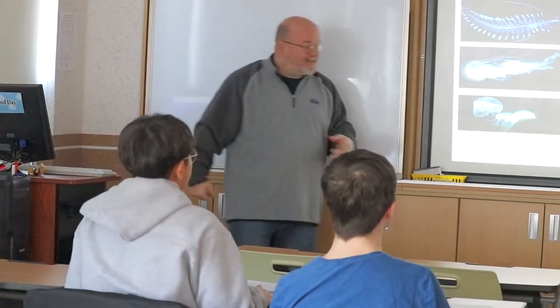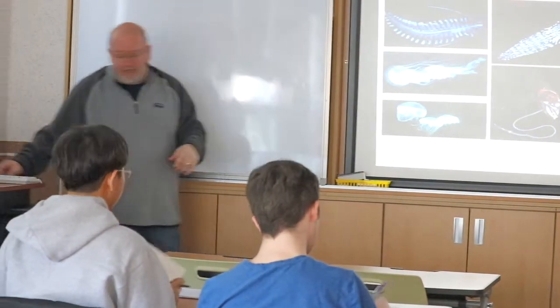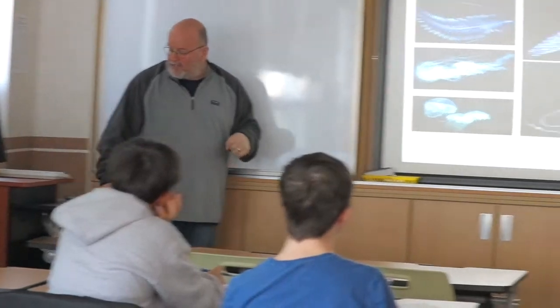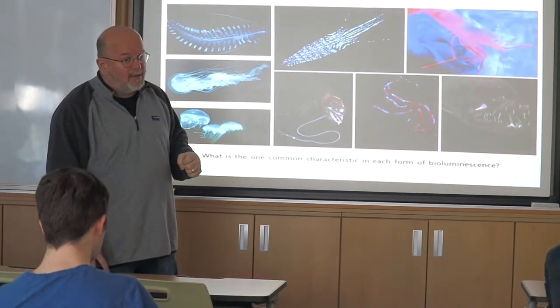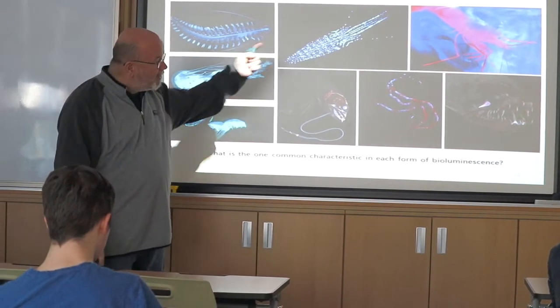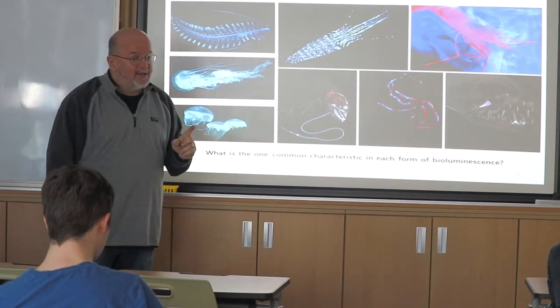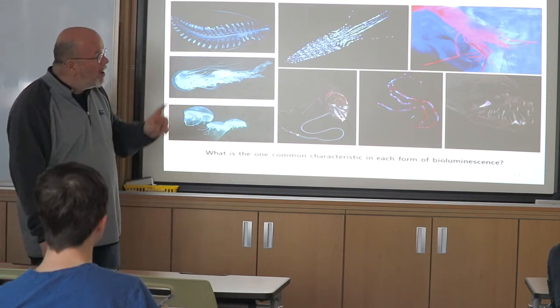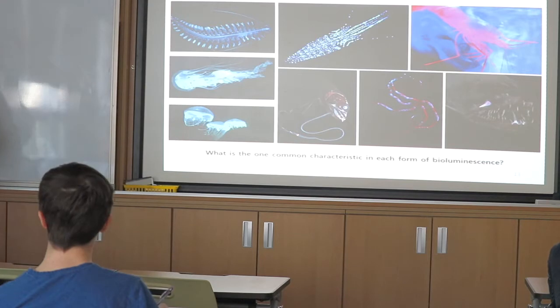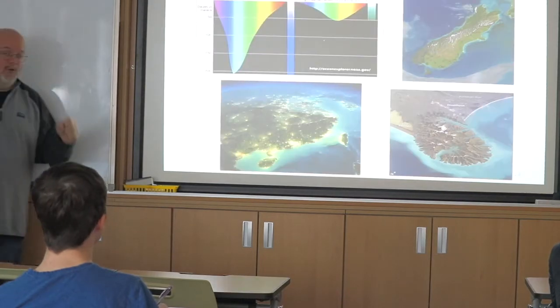All right, so bioluminescence right here. I've already talked about each of these organisms, but one question. What is the one common characteristic you see in each form of bioluminescence? Color. What color? Blue. All of them are blue. And why is that important? Because blue light can penetrate deeply into the ocean.